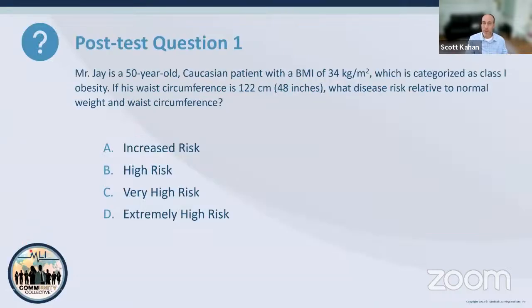And so that gets to one of the pretest questions. So let's do that again. Mr. J is a 50-year-old Caucasian patient with a BMI of 34, waist circumference 48 inches. What's his disease risk relative to normal weight and waist circumference? Increased, high, very high, or extremely high? Let's see what you think this time.